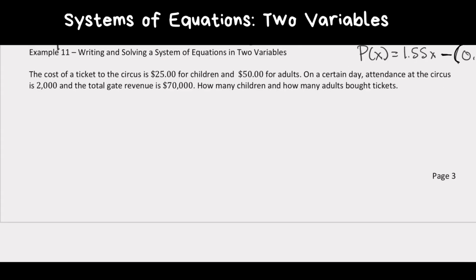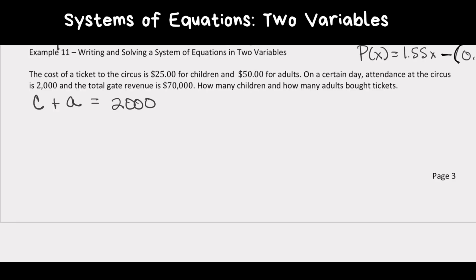All right. Tickets to the circus. The cost of a ticket to the circus is $25 for each child and $50 for each adult. On a certain day, attendance at the circus is 2,000 people, and the total gate revenue was $70,000. How many children and how many adults bought tickets? Okay, so there's two equations going on here. One is going to be about the money, and one is going to be about the number of people. So the easiest one is so many children and so many adults equaled 2,000 people that attended.